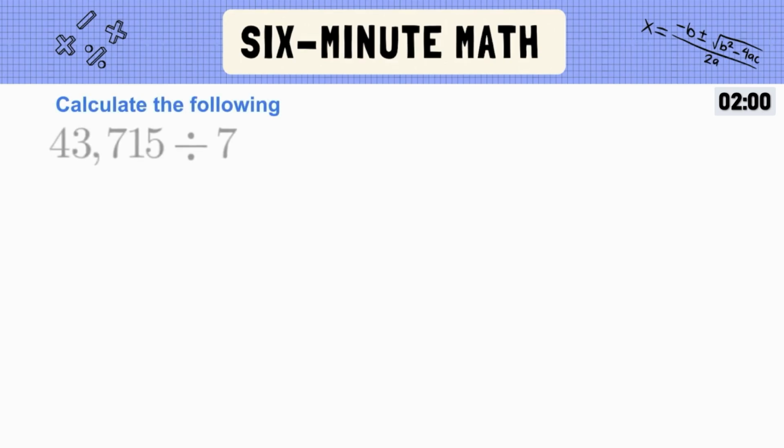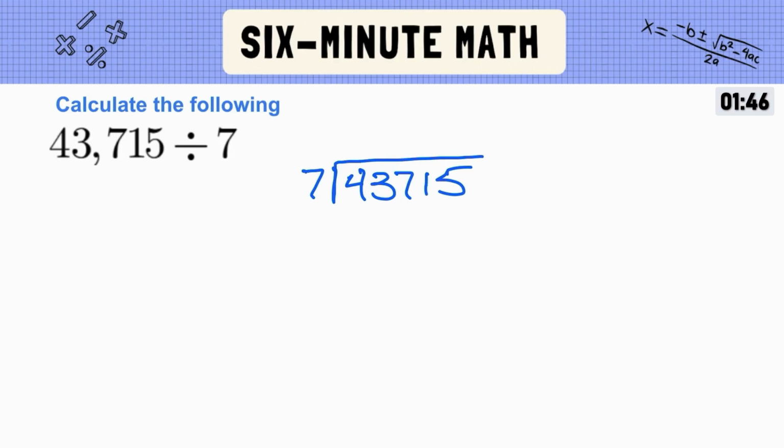On to our last example here. We're going to divide 43,715 by 7. So I set up my same process and nothing changes. I will just add a step. How many times does 7 go into 43? It goes in 6 times. 6 times 7 is 42. And then I subtract for a 1. Drop my 7.